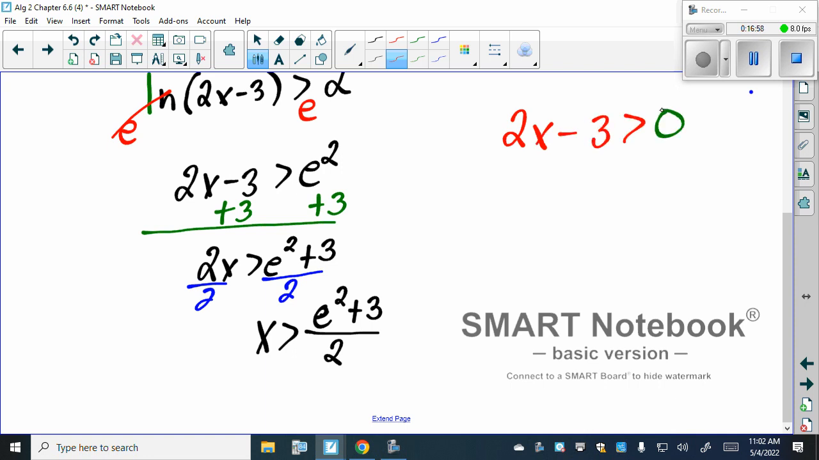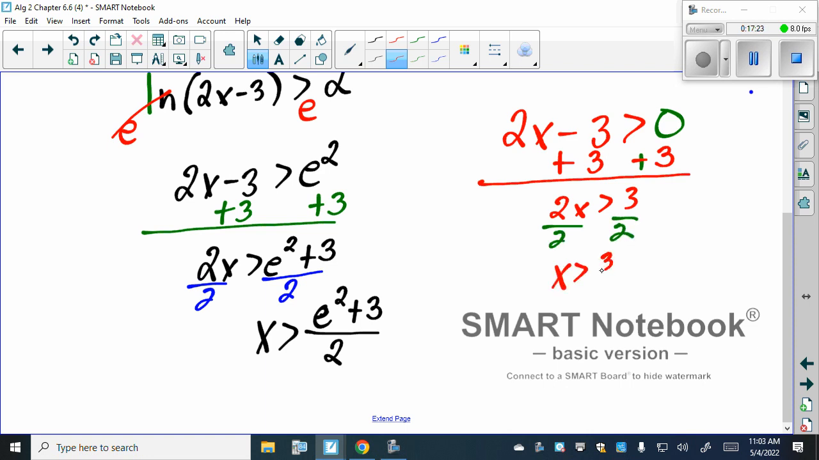We do have some restrictions because we're talking about this variable being inside the log, yes? Now for most cases, when we end up with x being greater than it, it's most likely not going to need this. But if we went on and solved this, adding 3, so 2x is greater than 3, dividing by 2, so x has to be greater than 3 halves. So all the values of x that work for this here have to be greater than 3 halves.